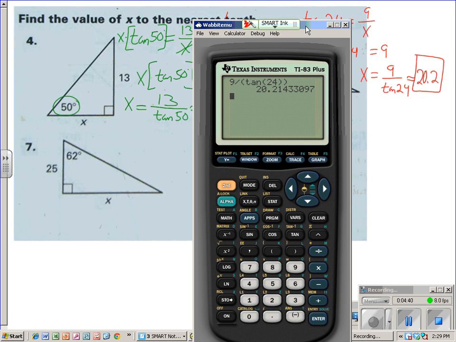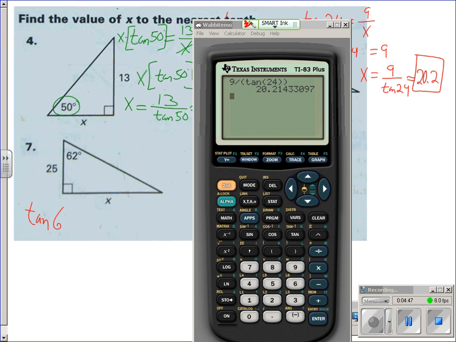For number 7, same idea. Tangent of one of the acute angles. So the tangent of 62 will equal the opposite side, which is x, divided by the adjacent leg, which is 25. Now this one's easier to solve. It's one step. We're trying to solve for x. It's being divided by 25. So cancel that out by multiplying by 25. So x equals 25 times the tangent of 62.